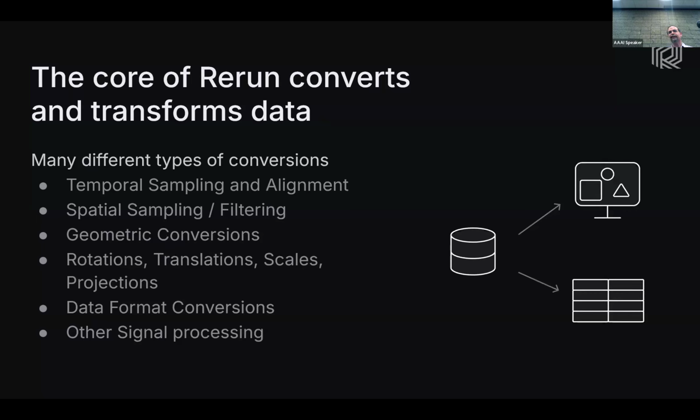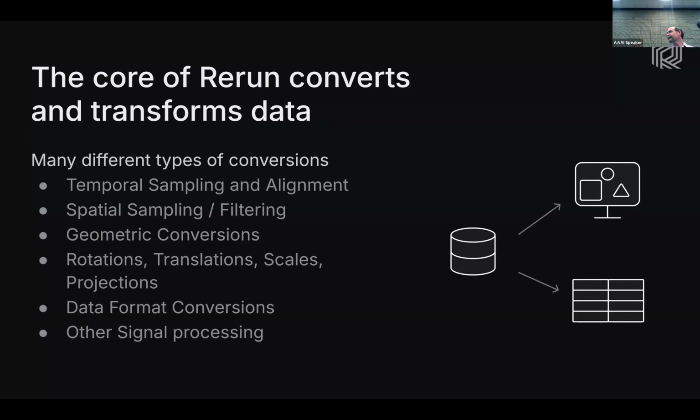In the course of doing this, there are many different types of conversions that we need to do. We're doing temporal sampling and alignment, spatial sampling and filtering, geometric conversions: rotations, translations, scale changes, projections, and just general data format conversions. I want to take JPEG-encoded data or video data and convert it into an image buffer, an actual dense pixel buffer, or other general signal processing functions.